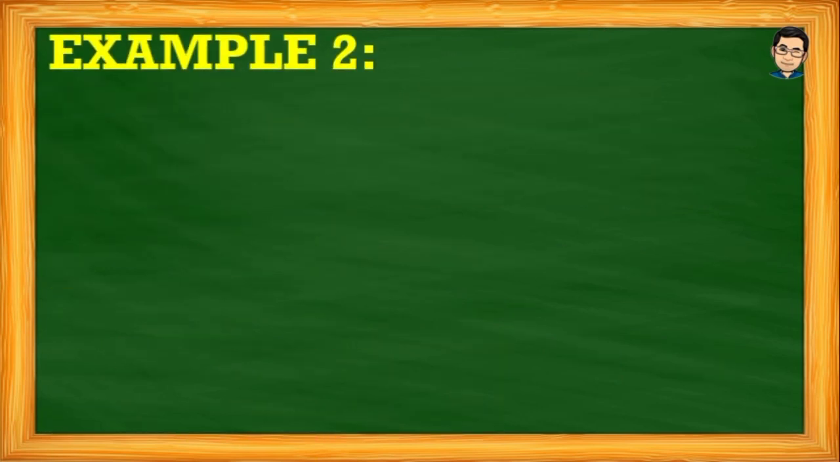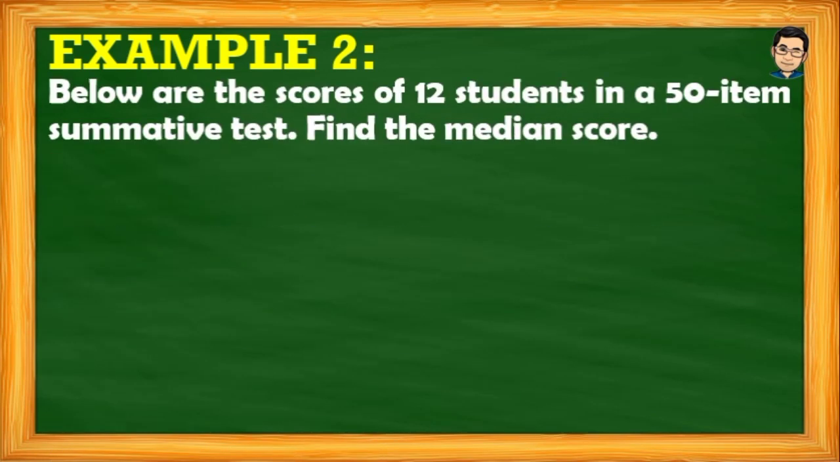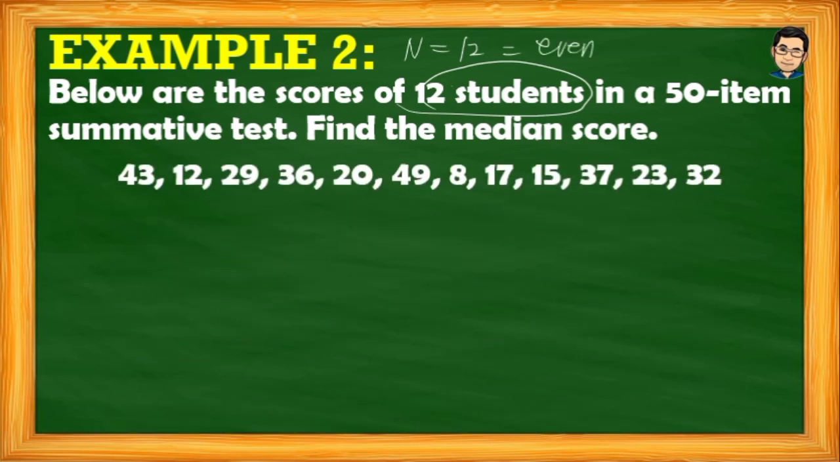So next, example number 2 naman natin, kung kanina odd siya, ngayon naman even. So below are the scores of 12 students in a 50-item summative test. Find the median score. So as you can see, there are 12 students. N is equal to 12 and 12 is an even number. So ito yung mga scores. So kapag even ang n natin, kukunin natin yung two middlemost numbers and then get the average. I-add natin and then divide by 2. So arrange natin yung mga scores. Mauna tayo sa 8.